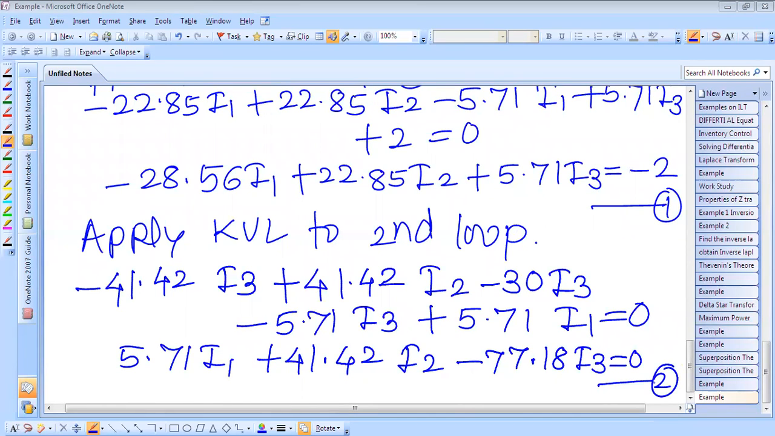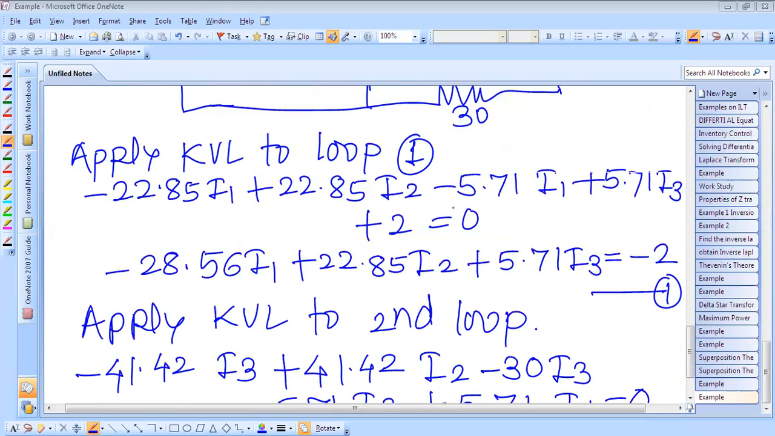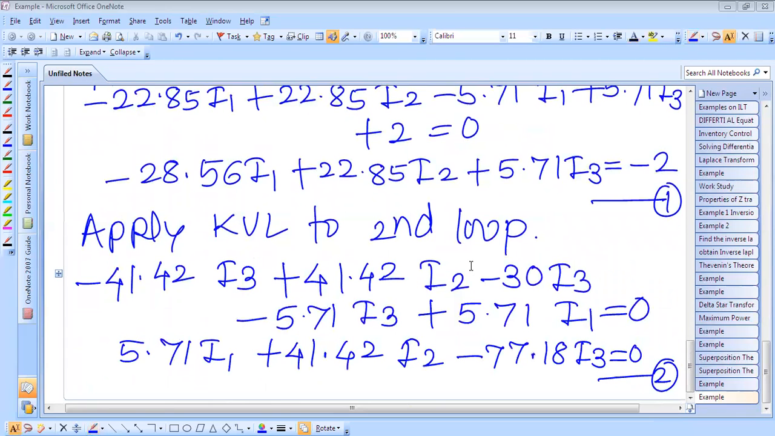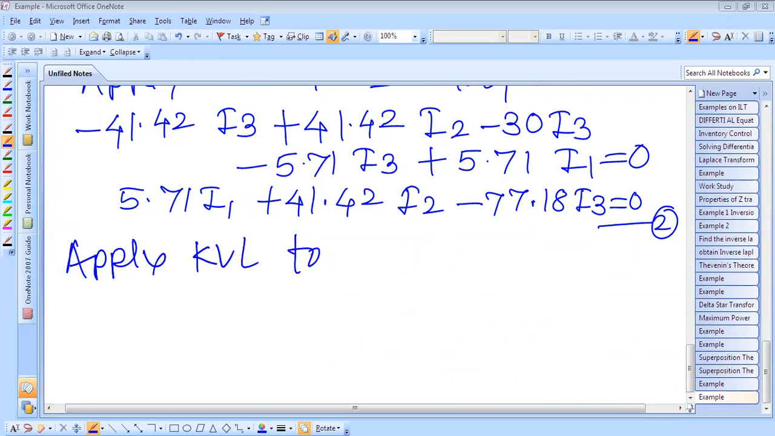Okay, now we apply this to this loop. So this minus 41.42 I3 plus 41.42 I2. Okay, so now this is the main loop. Now we will apply KVL to the third loop.